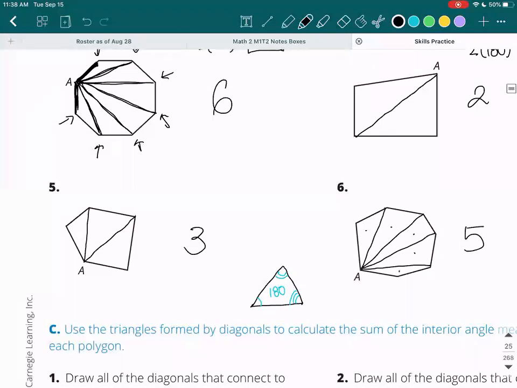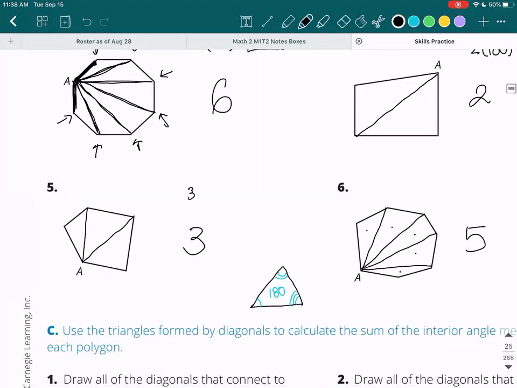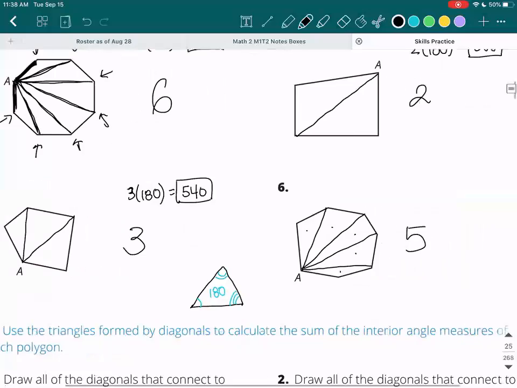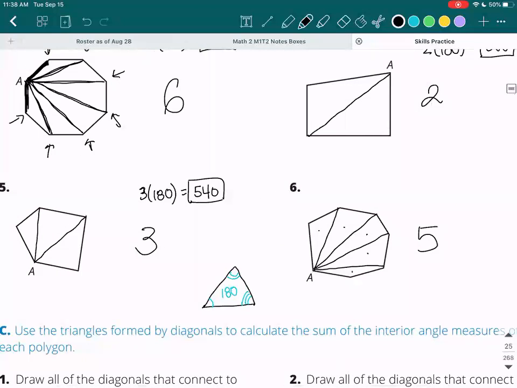So this number 5, what should I do? What times what? 180 times 3. Good, 180 times 3, and that equals? 540. 540, good. And then last but not least, what should I do for this one? 180 times 4. Oh, times 4? How many triangles do we have? 5. Yes, so 5 times 180 equals? 900. 900. Great. Let me put a box around it.